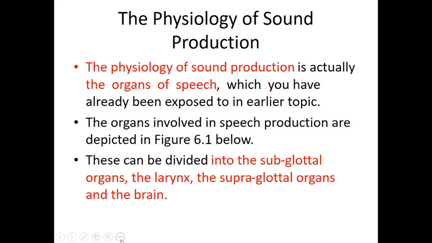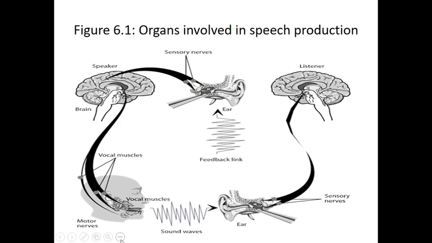So, the physiology of sound production. The physiology of sound production is actually the organs of speech, which you have already been exposed to in an earlier topic, I think in topic 1. The organs involved in speech production are depicted in the figure. These can be divided into the subglottal organs, the larynx, the supraglottal organs, and the brain. So this is the picture of the organs involved in speech production.